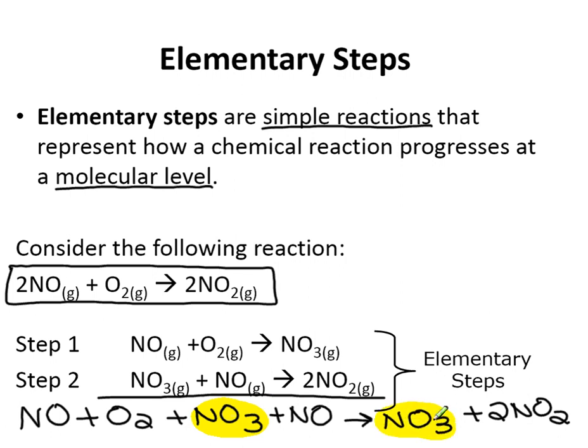It's present on both sides of the equation. That means that we can cancel it out. It's not going to be there anymore. But then you might think, well, it still doesn't really look like my overall equation.